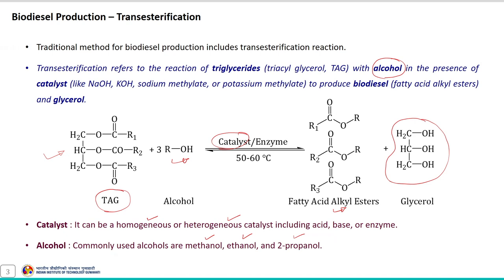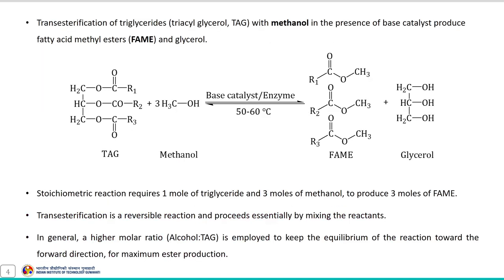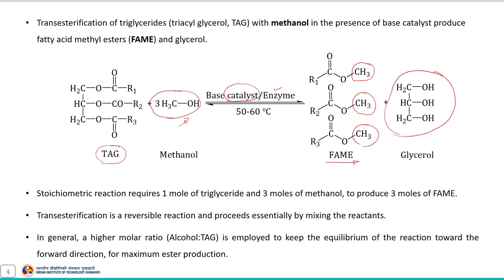However, if this transesterification reaction is carried out with a specific alcohol, for example methanol, then the reaction can be represented as follows. Triacylglycerol reacts with methanol in the presence of a base catalyst or enzyme to produce fatty acid methyl ester, commonly termed biodiesel, along with glycerol. Here, these methyl groups are replaced because methanol is being used as the alcohol for this particular reaction. Similarly, if the reaction is carried out with ethanol, the group will get replaced, and that will be termed fatty acid ethyl ester instead of fatty acid methyl ester.